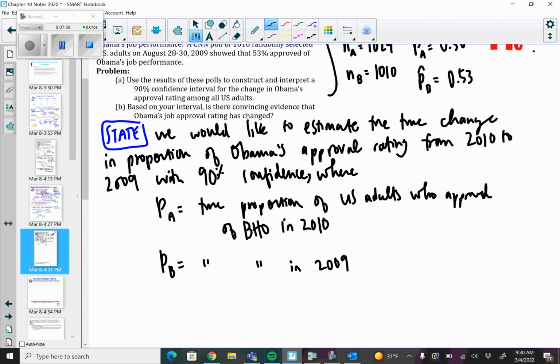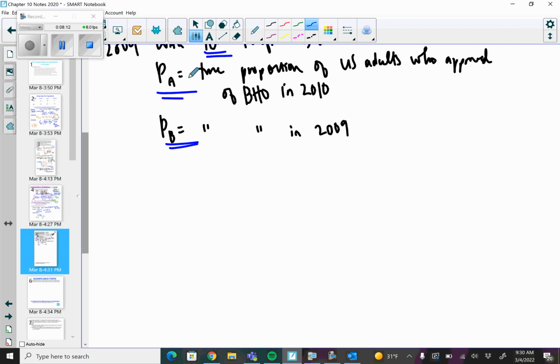In our state, remember, we need to tell the reader what we are estimating, make sure you have "true" and the confidence level, and define any parameters in context. So we have a state. In our plan, we need to tell the reader what inference method we are using and check conditions.